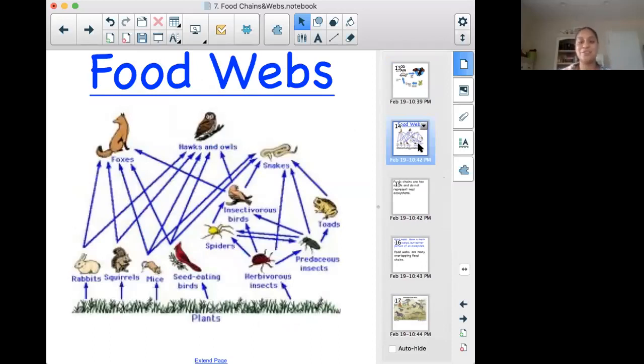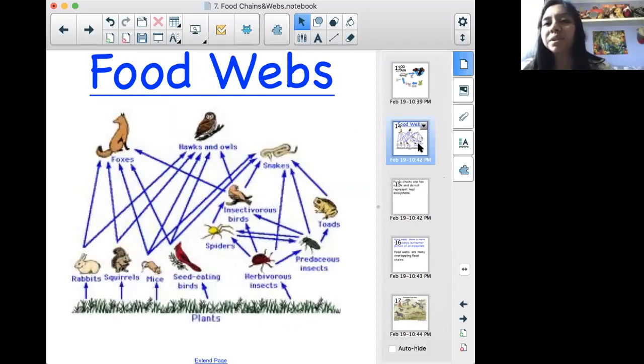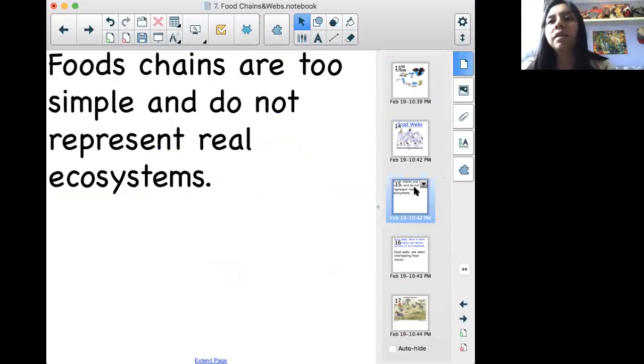And now to Miss Tafoya. She's going to be talking about food webs. All right, everyone. So food webs are basically showing you how all the animals in the ecosystem interact and how one way or another they are related to each other by these arrows that you see here, okay?